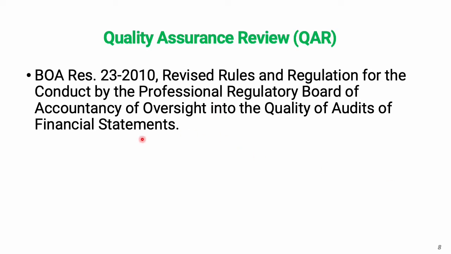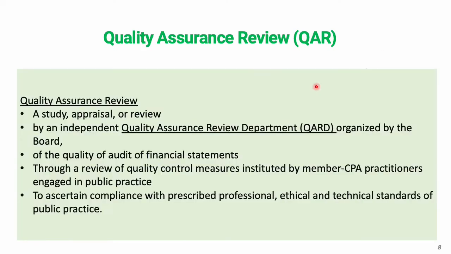So but take note, this is the updated one, BOA Resolution 23-2010. So establishing the Quality Assurance Review or QAR. So it provides the revised rules and regulations for the conduct by the Professional Regulatory Board of Accountancy or BOA of oversight into the quality of audits in the financial statements. So the Quality Assurance Review is defined as a study, appraisal, or review. So done by the Quality Assurance Review Department. So I believe now it's also called Quality Assurance Review Office. So that's just the same.